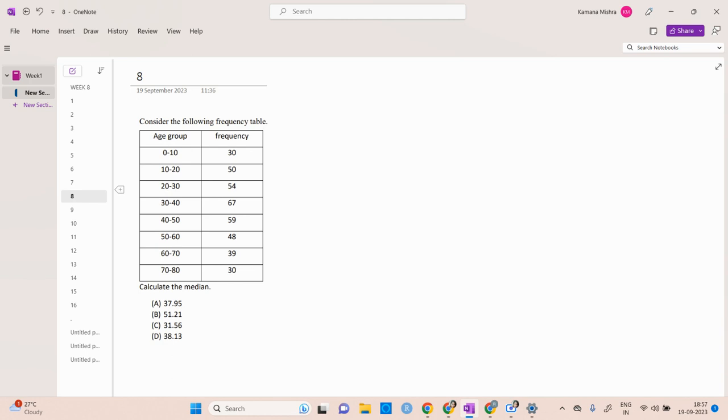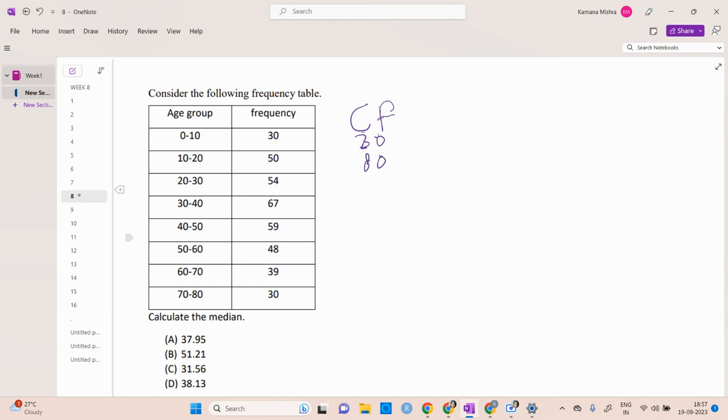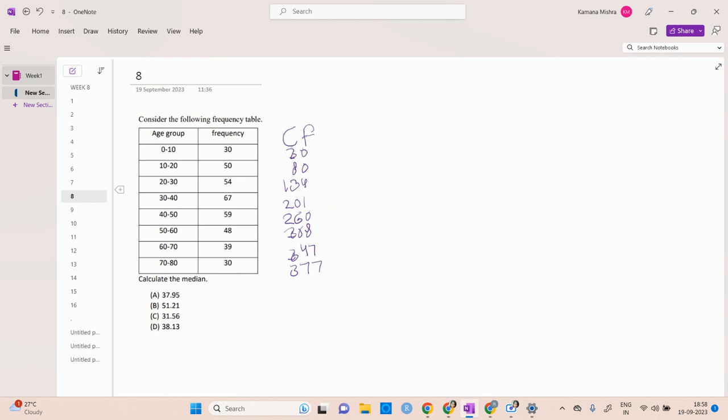To solve this, we need to find the cumulative frequency also. Cumulative frequency is nothing but a summation: 30 plus 50 is 80, then 80 plus 54 is 134, and then 201, and then 260, 308, 347, and the last one is 377. So this is the cumulative frequency.